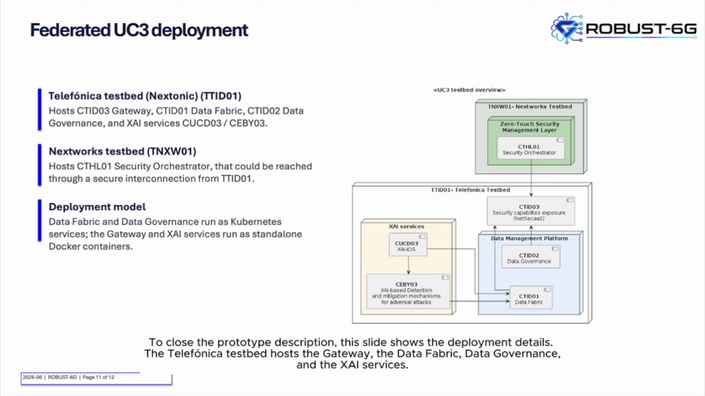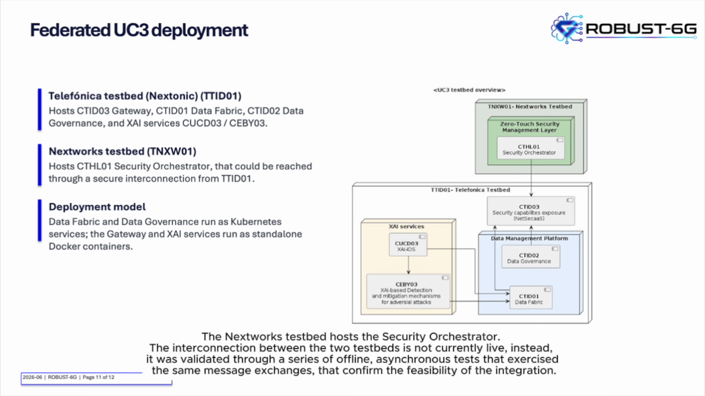To close the prototype description, this slide shows the deployment details. The Telefonica testbed hosts the gateway, the data fabric, data governance, and the XAI services. The NextWorks testbed hosts the security orchestrator. The interconnection between the two testbeds is not currently live.